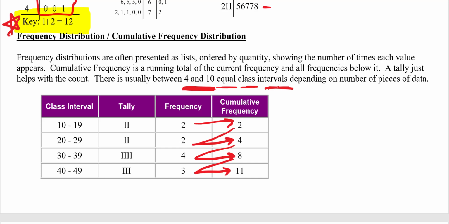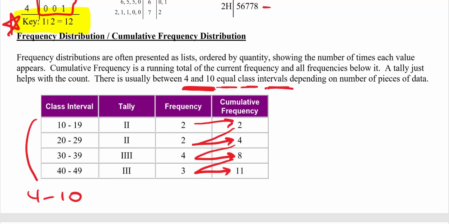When I ask you to create a frequency distribution and cumulative frequency distribution chart, you need to do a couple things. First of all, here's your class interval. In this case, I have 4 class intervals, so it needs to be between, again, 4 and 10.